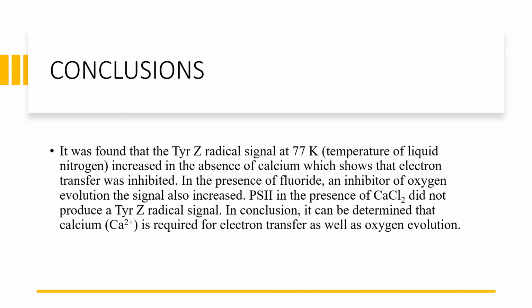In conclusion, we found that the tyrosine Z signal at 77 degrees Kelvin increased in the absence of calcium, which shows that the electron transfer was inhibited. It was known that the signal would increase with fluoride because it is a known inhibitor. Photosystem II, in the presence of calcium chloride, did not produce a tyrosine Z radical signal. Therefore, it can be determined that calcium is required for electron transfer as well as oxygen evolution.